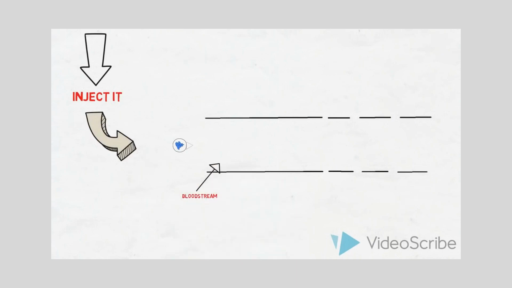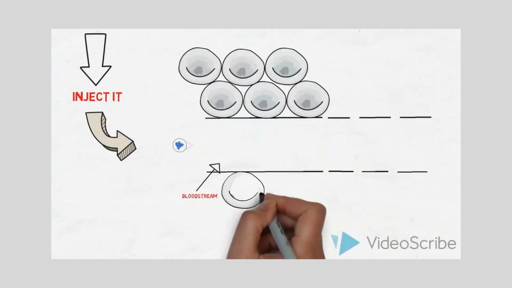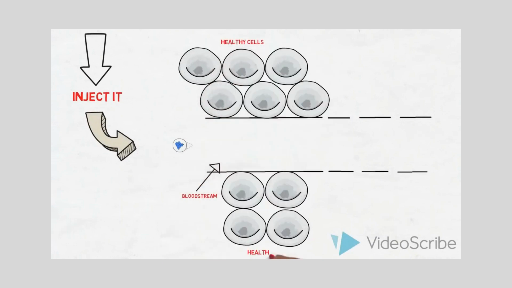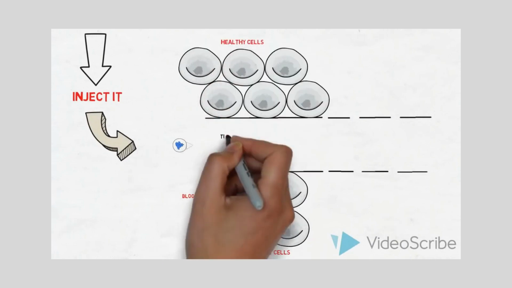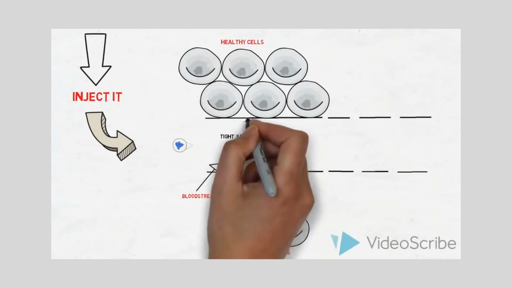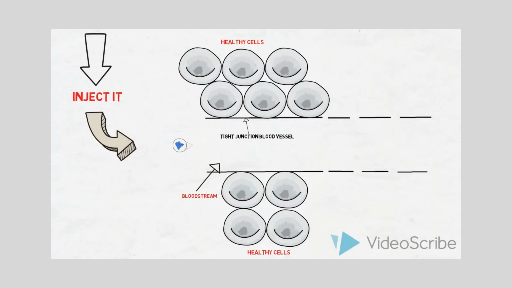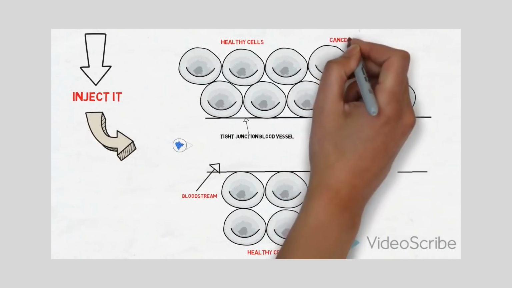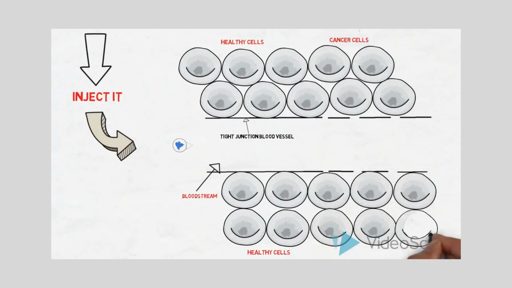Above and below the bloodstream on the left side are all the healthy cells. These are the good guys, which we want to keep alive. The nanoparticle can't attack them because of this tight junction blood vessel, which prevents our nanoparticle from reaching them. On the right hand side here are all the cancer cells, which we want to attack.